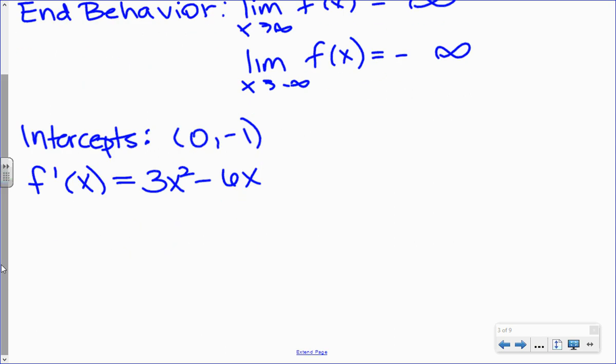Okay. So we can identify some critical points. Let's see, we want to factor out a 3x. Left over is x minus 2. So we have critical points of 0 and 2.